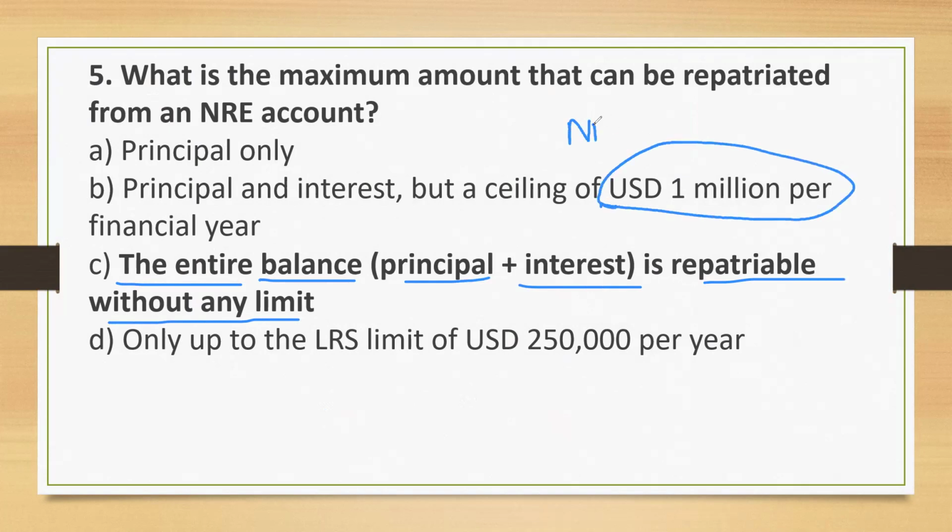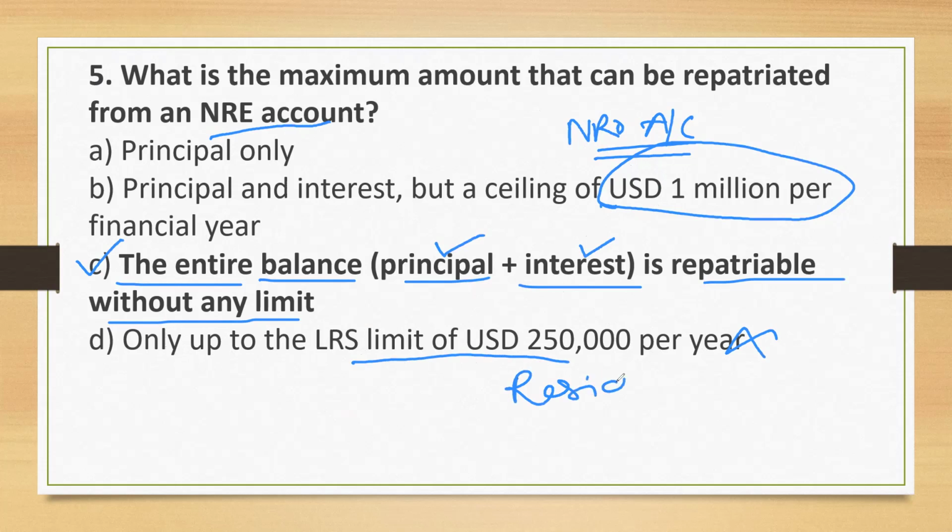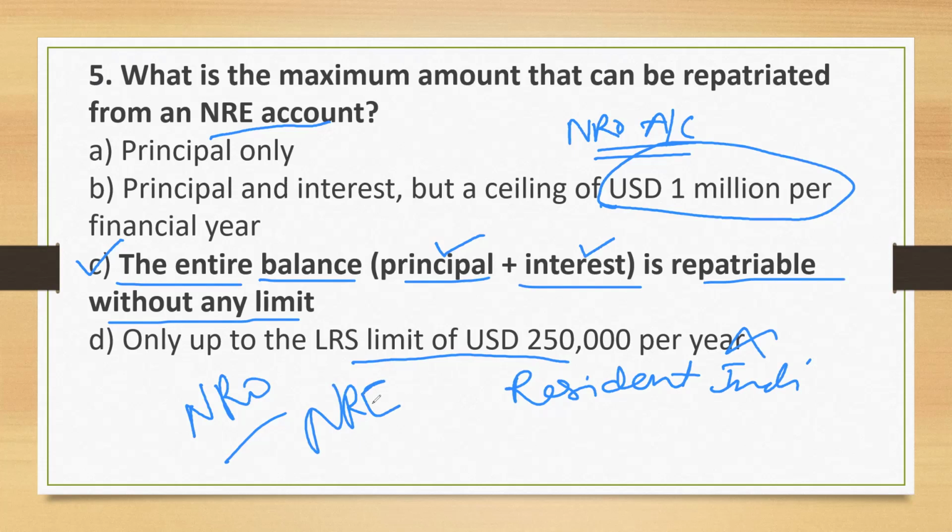is applicable for an NRO account. If it is an NRO account, then this limit will be applicable. Otherwise, for an NRE account, there is no limit and all the money, principal plus interest, can be remitted. The option D is given only up to the LRS limit, so this answer is incorrect. Why is it incorrect? Because the LRS limit is for resident individuals, not for non-residents. NRO and NRE are accounts for non-resident persons.